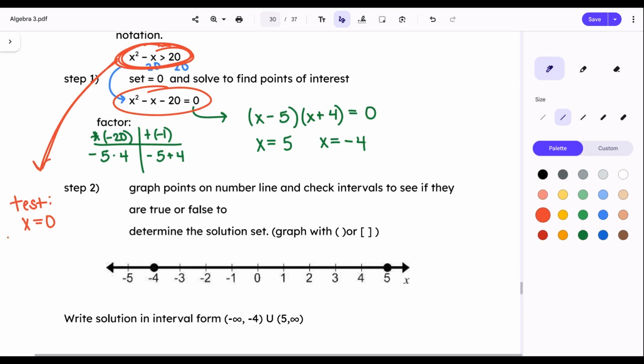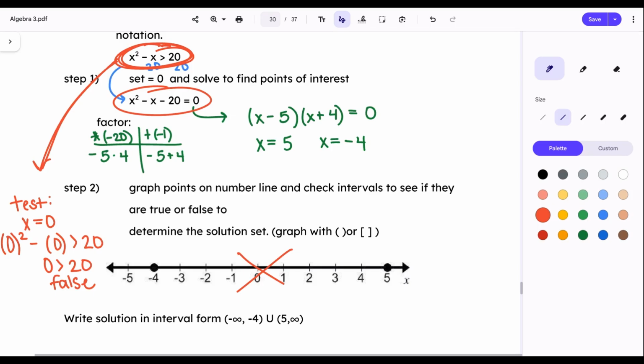If I do 0 squared minus 0 greater than 20, I get 0 is bigger than 20. Is that true or false? That's false, which means I don't want to use 0. 0 is no good to me. So I put a little x here in the middle of the graph to say 0 doesn't work. What that also tells you is that all those other numbers in between -4 and 5 aren't going to work either. 1, 2, 3, 4, -1, -2, -3, none of those are going to work.